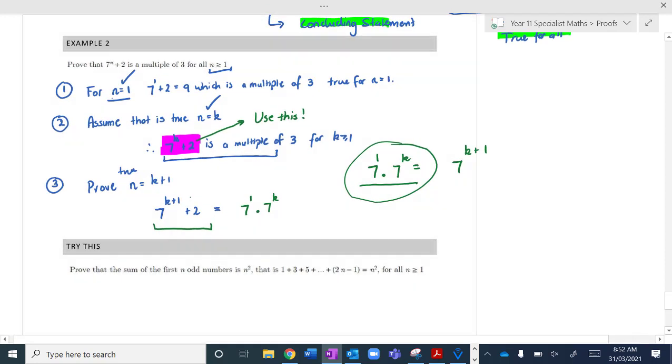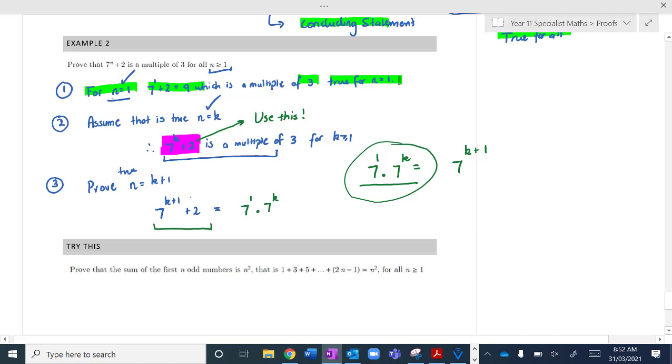Now, of course, I'm going to talk you through this second one, but then I'm going to get you to have a go, and we'll write this up on the board to finish this off. Let's have a look. First of all, you've got to prove that 7 to the power of n plus 2 is a multiple of 3. We're using inductive logic. So first of all, for n equals 1, that's the easy part, isn't it? Start off with that. 7 to the power of 1 plus 2, of course, is 9, which is a multiple of 3. So therefore, it's true for n equals 1.